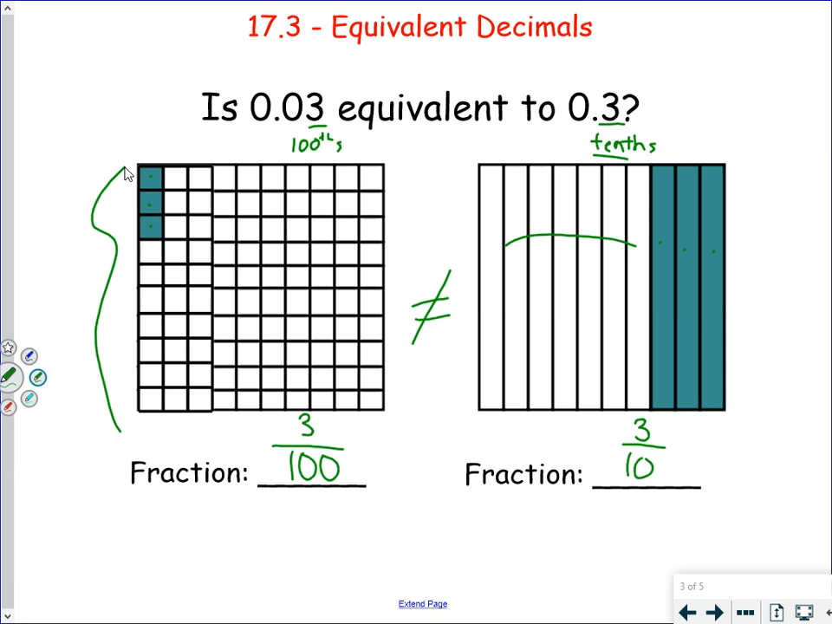So just because there's a 3 in both of them, right? There's a 3 in both of them, does not mean they are equal. You have to check the place value. Check place value. Okay? Okay, you have to check the place value.